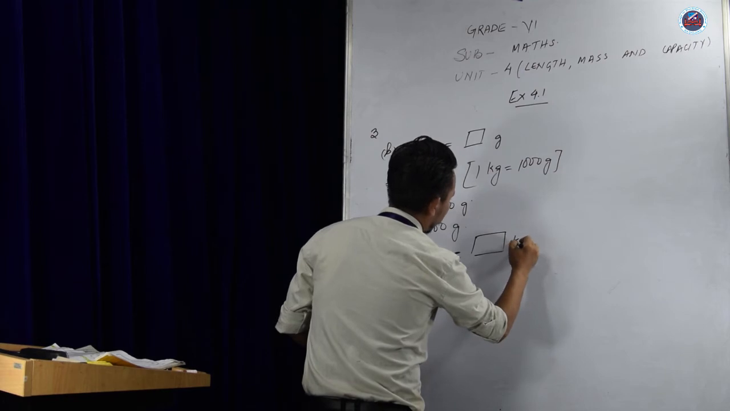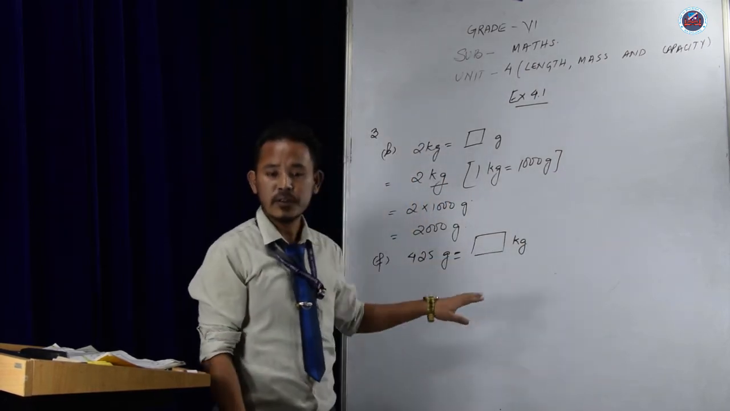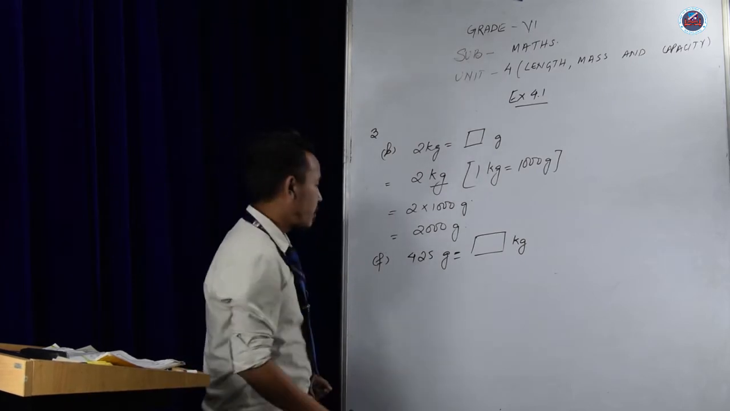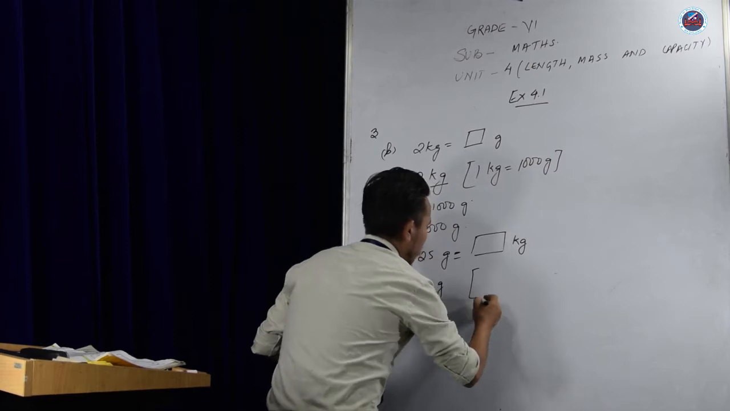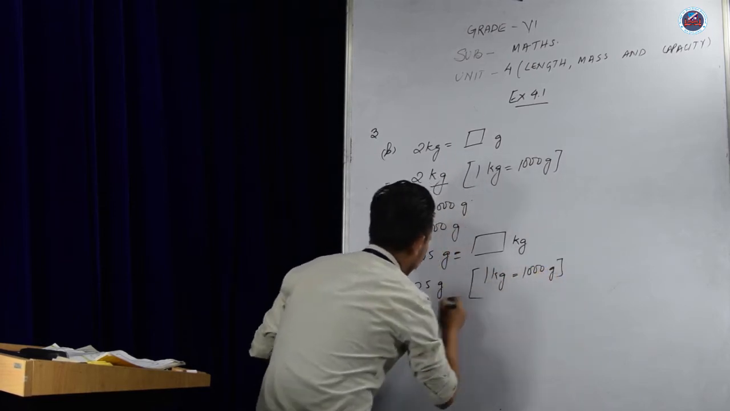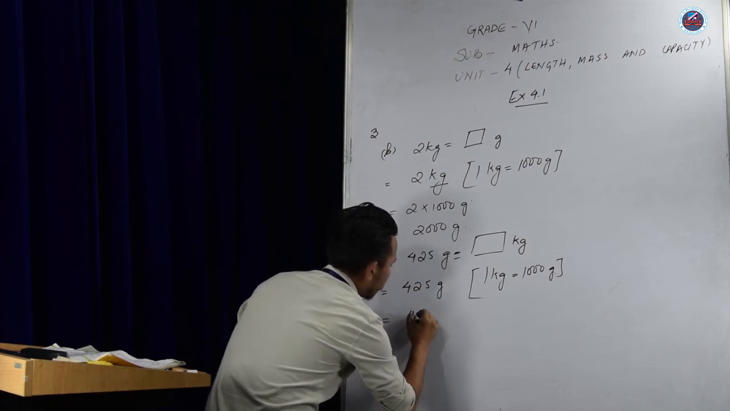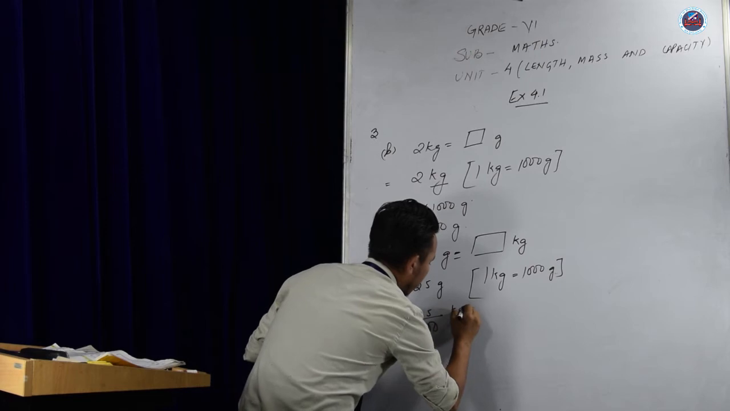We have to change this one in kilogram. Now, from smaller to bigger, what do we do? We divide it, right? So, 425 grams. We know that 1 kilogram is equivalent to 1,000 grams. So what I will do here is 425 divided by 1,000 kilogram.